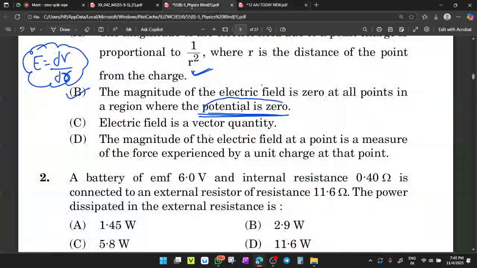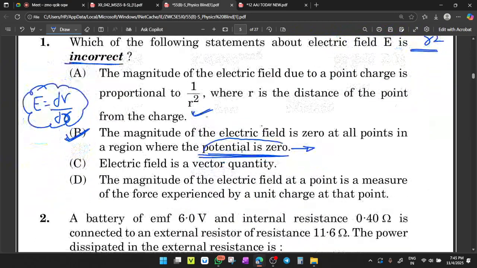Clear, students? Now the second option, it is incorrect. The magnitude of the electric field is 0 at all points where the potential is 0. That is not necessarily true. So this is the answer.